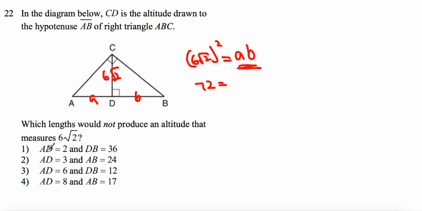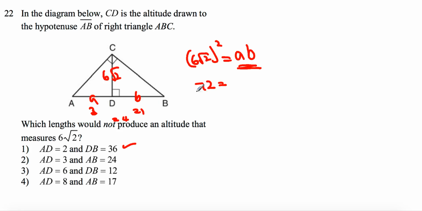Let's look at the first one. AD, which is this portion, is 2, and then DB is equal to 36. So 2 times 36, is that equal to 72? That's okay. AD is equal to 3, and then AB is equal to 24. Wait a minute, if this one is equal to 3, and the whole thing is 24, then this portion is 21. So 3 times 21 is not in fact equal to 72.